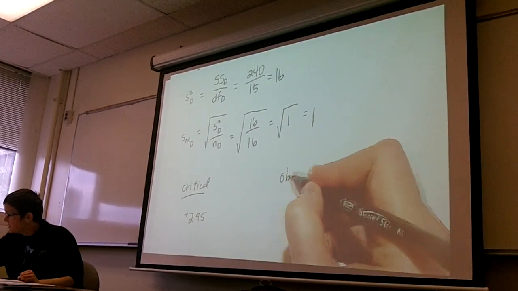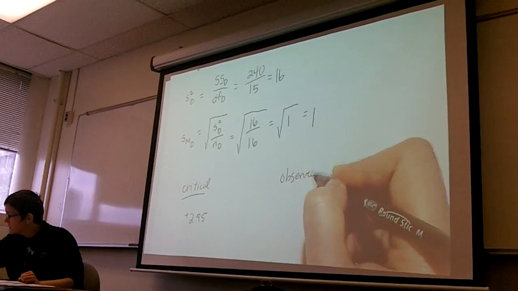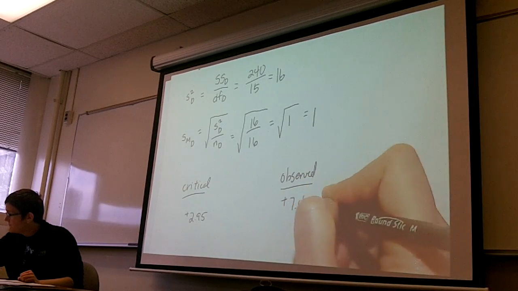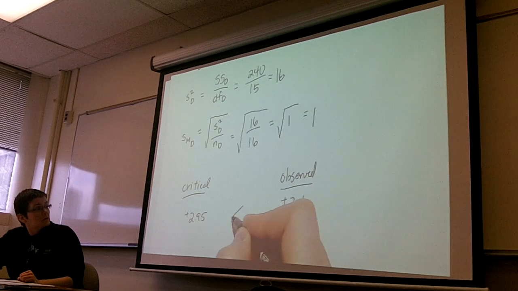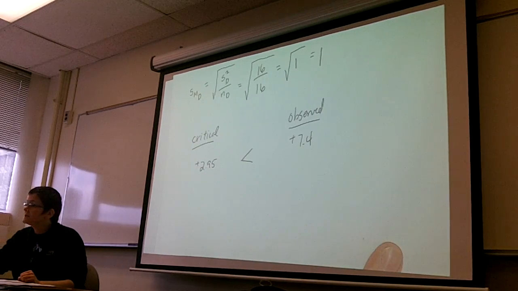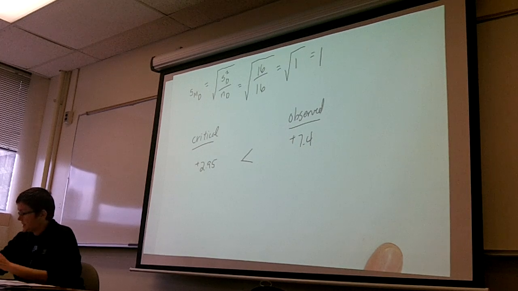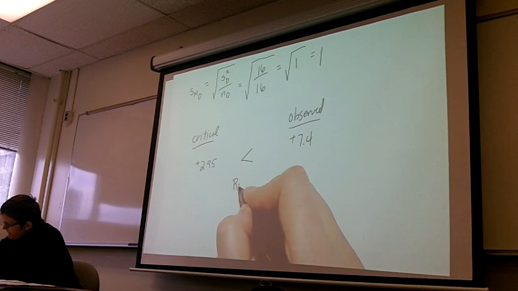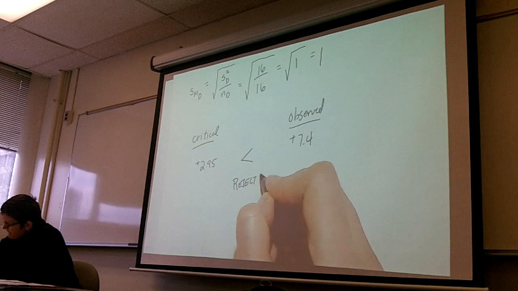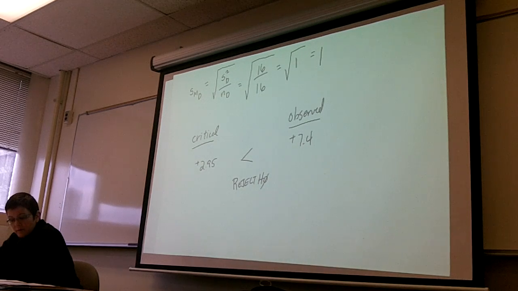And our observed value is 7.4, so we have a statistically significant difference. Okay. So do I retain or reject the null hypothesis? Reject. Okay, so reject the null hypothesis.